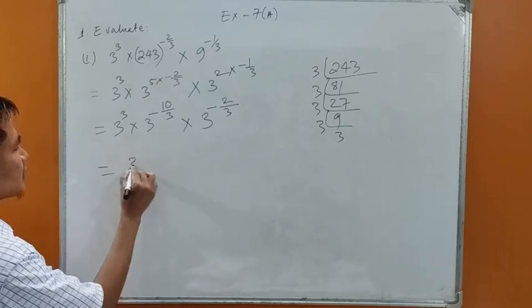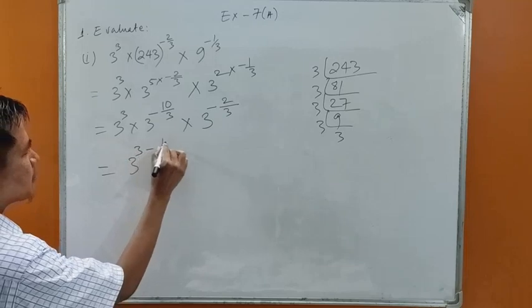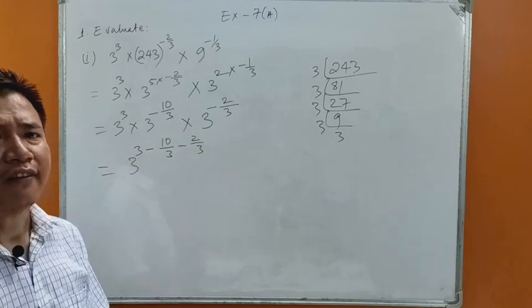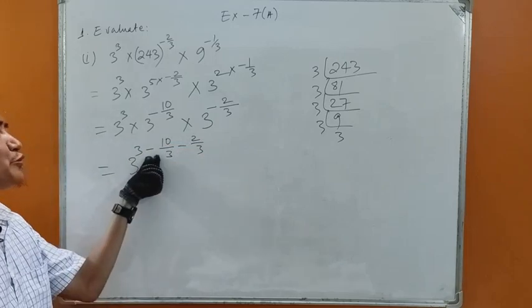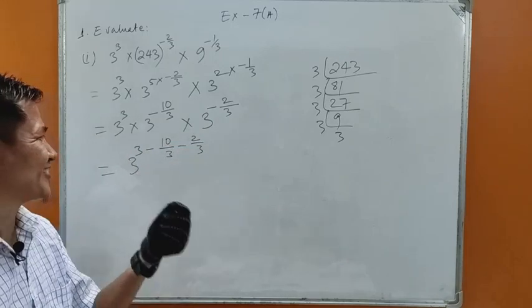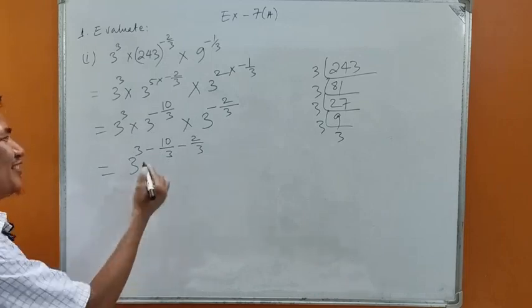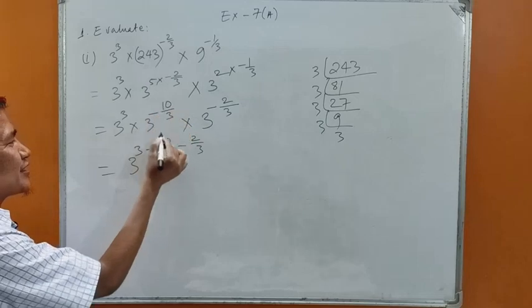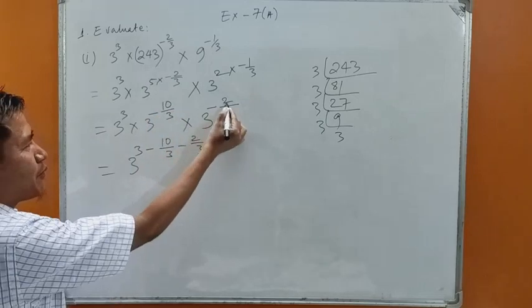We straight away write like this: 3 cubed minus 10 upon 3 minus 2 upon 3. Sir, instead of adding, why did you subtract the number? Don't say like that, because we added up and the sign got changed, isn't it? Plus into minus became minus. So 3 minus 10 upon 3 minus 2 upon 3.